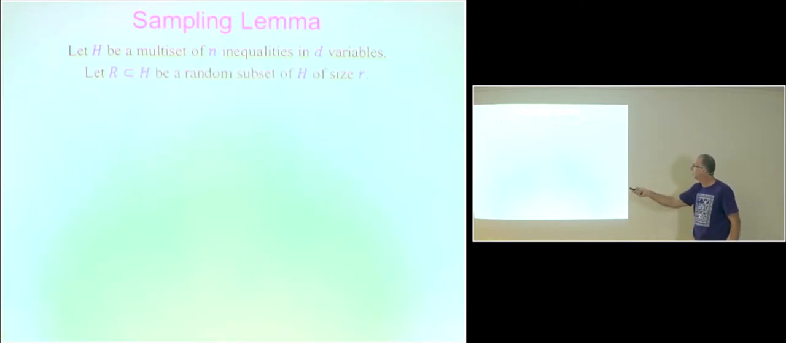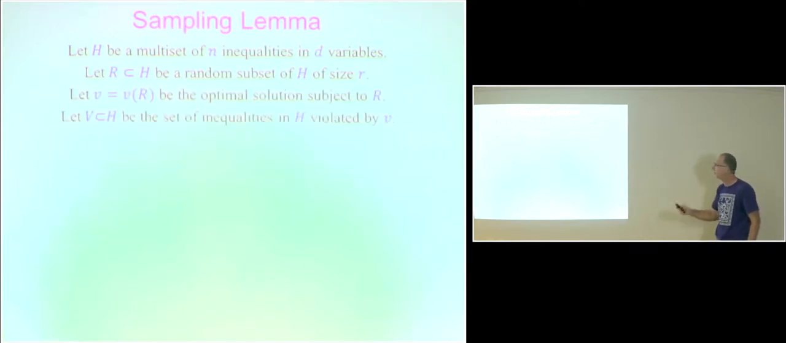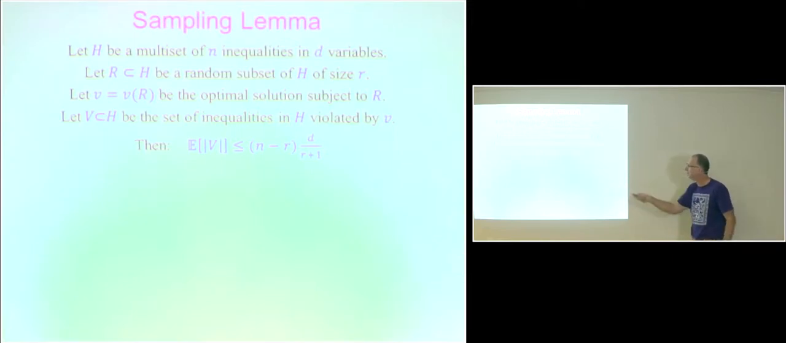We choose a random subset of size R. We find a solution subject to R. And now we look at the set V of inequalities in H which are violated by the solution. And now we claim the following, that the expected size of V is quite small. More specifically, it's (n minus R) times D over (R plus 1).